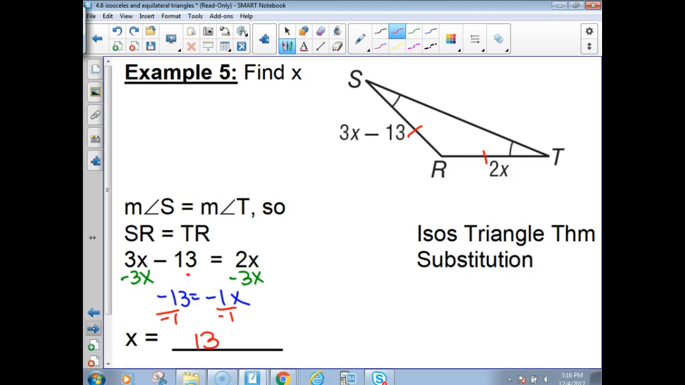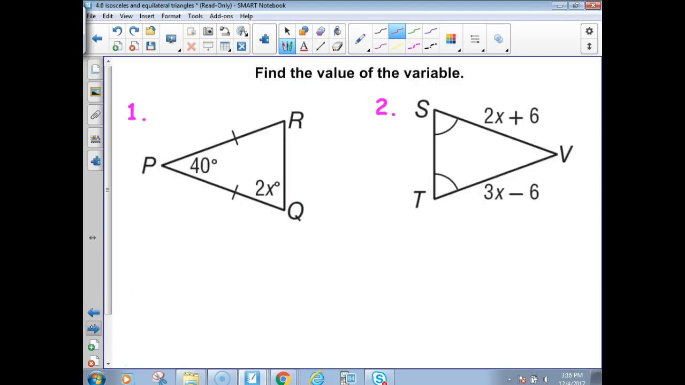Next, we have some problems to find the value of the variable. Some of the problems have more than one way to get the job done. I see 2 ways on this one. I know since the sides are equal that angle R is congruent to angle Q. That's only part of the problem. Let's see. Well, that means we could put a 2x here if we wanted.